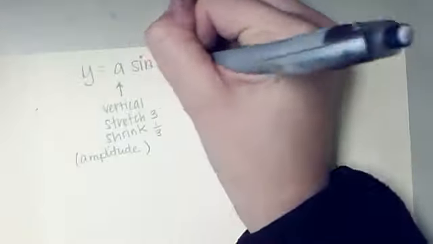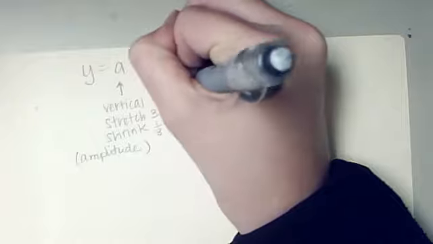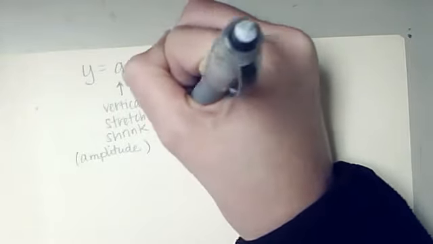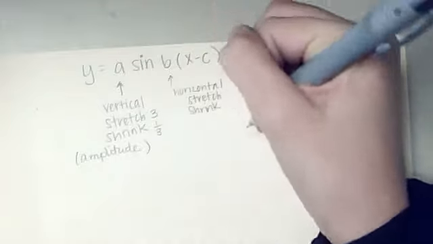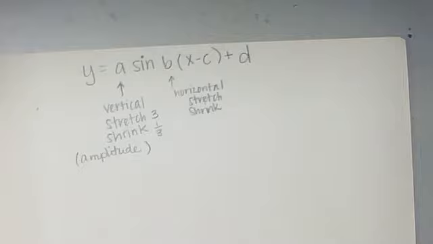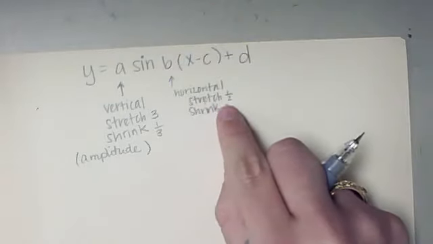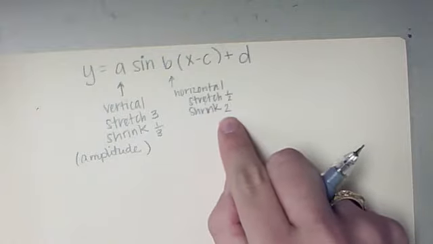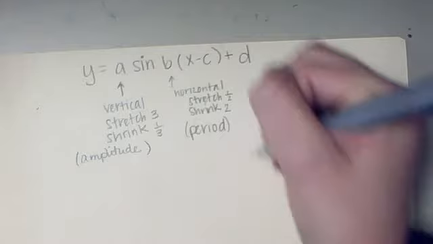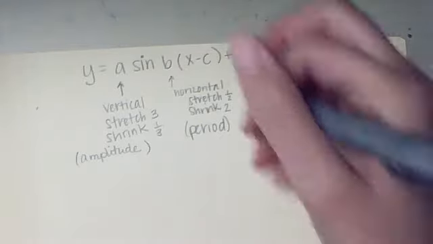The next piece, b, something being multiplied by the argument, would be a horizontal stretch or shrink. Hopefully you remember back when we talked about transformations a long time ago with our other parent functions, that horizontal means opposite of what you think. So in this case, if it's a stretch, it's a half, and if it's a shrink, it's 2. This changes the period. This changes how often it repeats itself. And we're going to talk more about that in a second. There's a special formula for that.